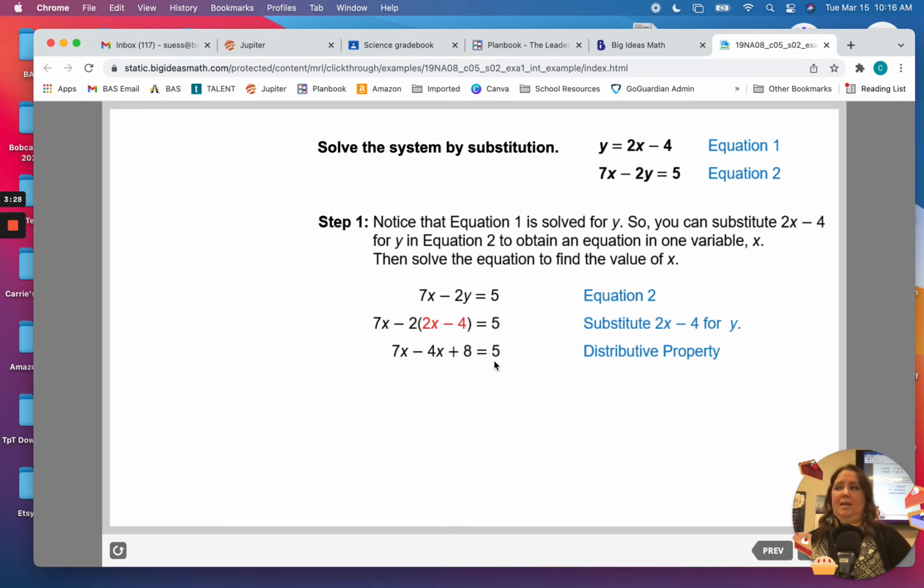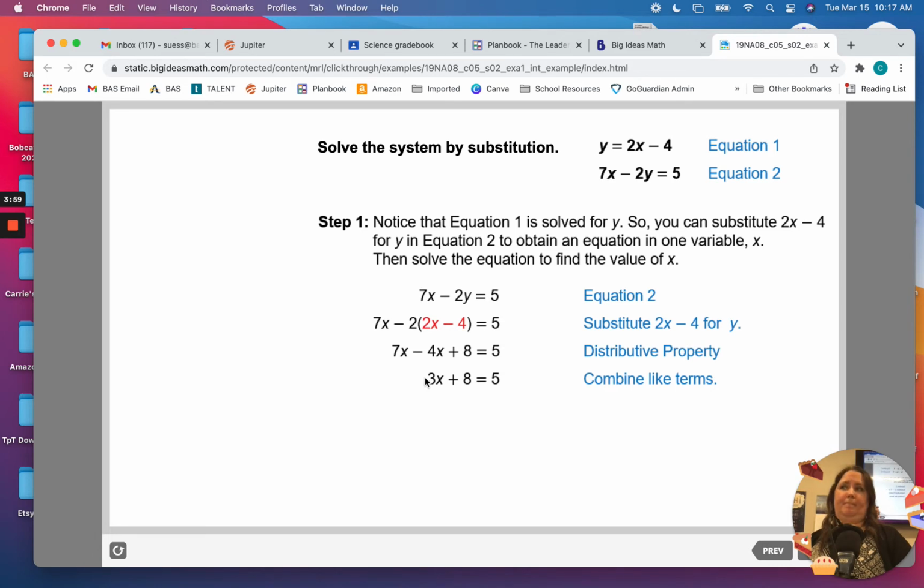Okay, what is my next step? Combine like terms or simplify. Either way works. So the x's can be combined, right? What's 7 minus 4? 3. So I'm going to write 3x and then just rewrite the rest of the equation. Now it looks real simple: 3x plus 8 equals 5.